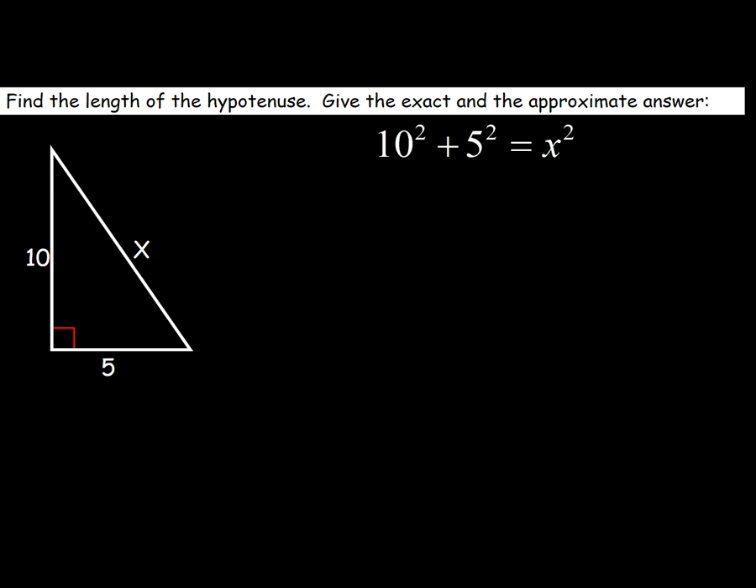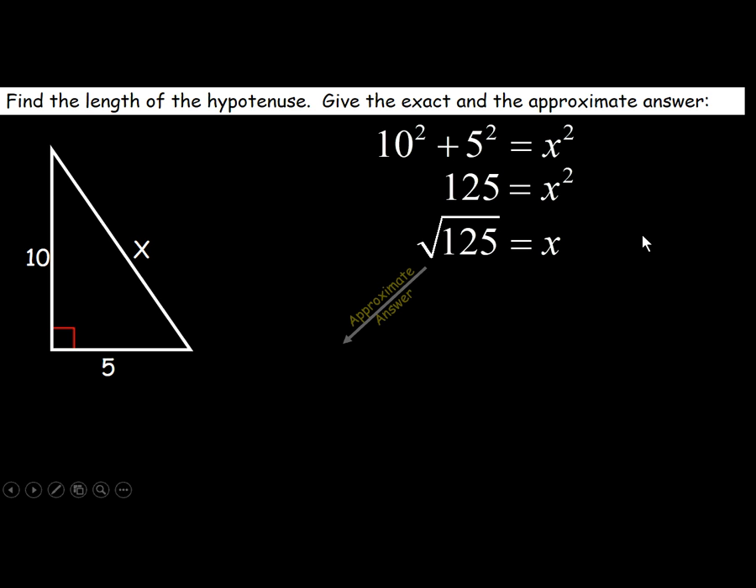Now, in this case, it's okay to give the approximate answer first, so go ahead and finish this one and give the decimal answer rounded to 1 decimal place. 10 squared plus 5 squared is 125, and then we're simply going to take the square root. The approximate answer, just type that into a calculator, we're going to get 11.2. But we may have to give the exact answer as well. For this case, we're going to have to break down square root of 125.